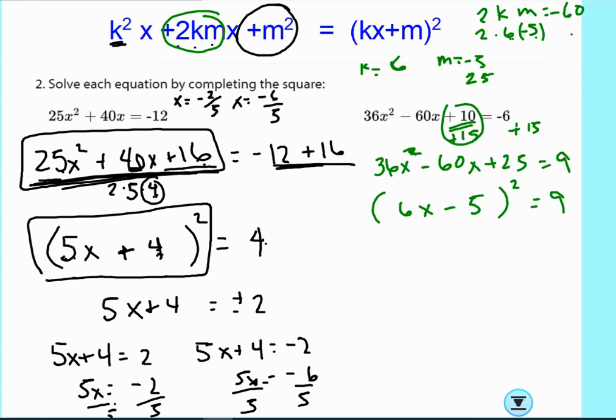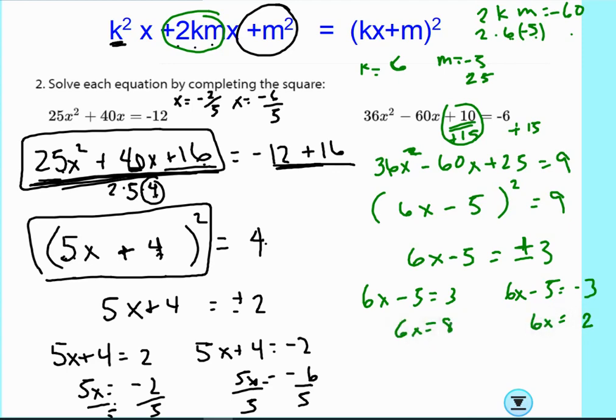All right. And if you want, you can check it. So now remember, something squared equals 9. Well, it's either a positive 3 or it's a negative 3. Oops. We don't need to write it twice. We can just say plus or minus 3. So 6x minus 5 is equal to a positive or a negative 3. All right, then we write it out 2 times. All right, add 5 to both sides. Add 5. Divide by 6.